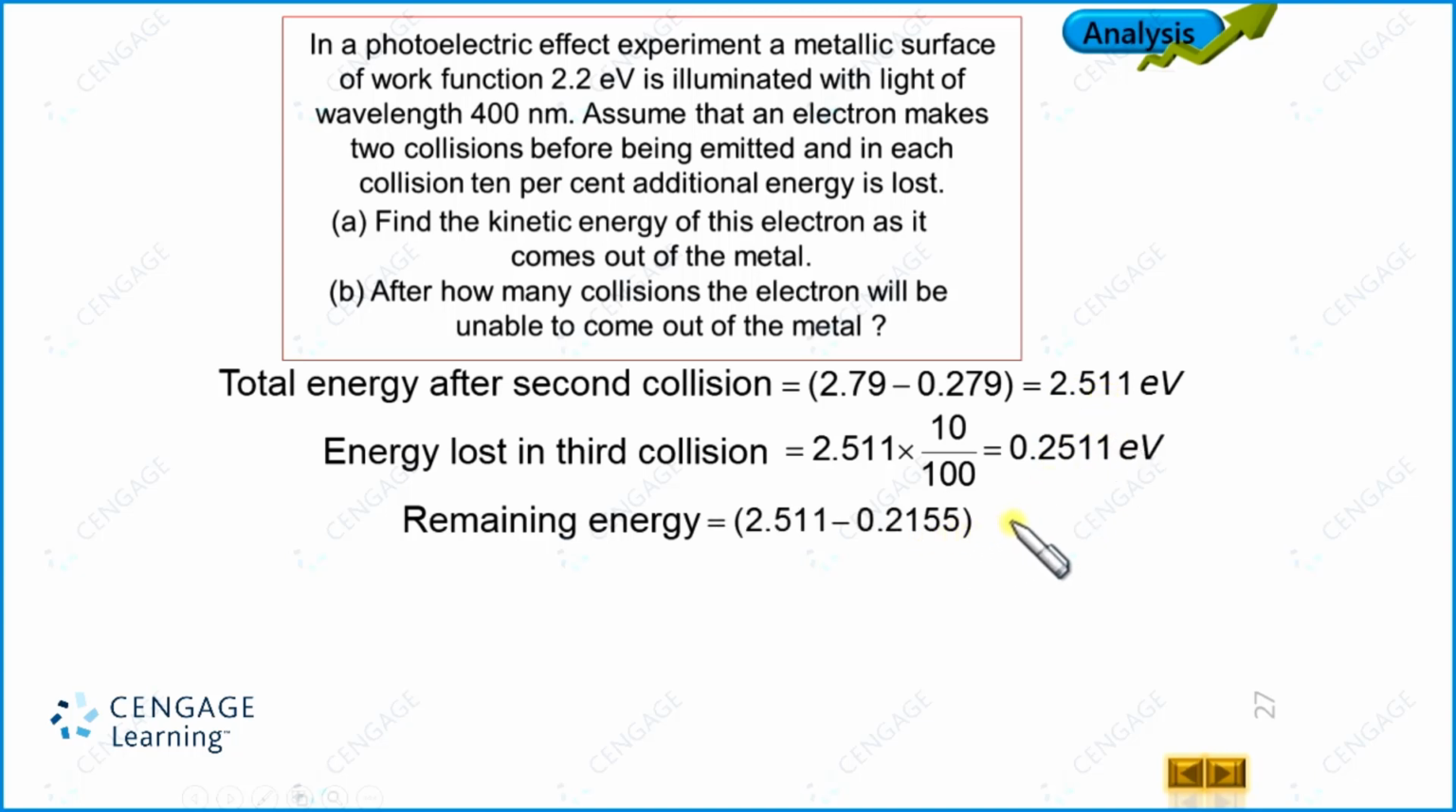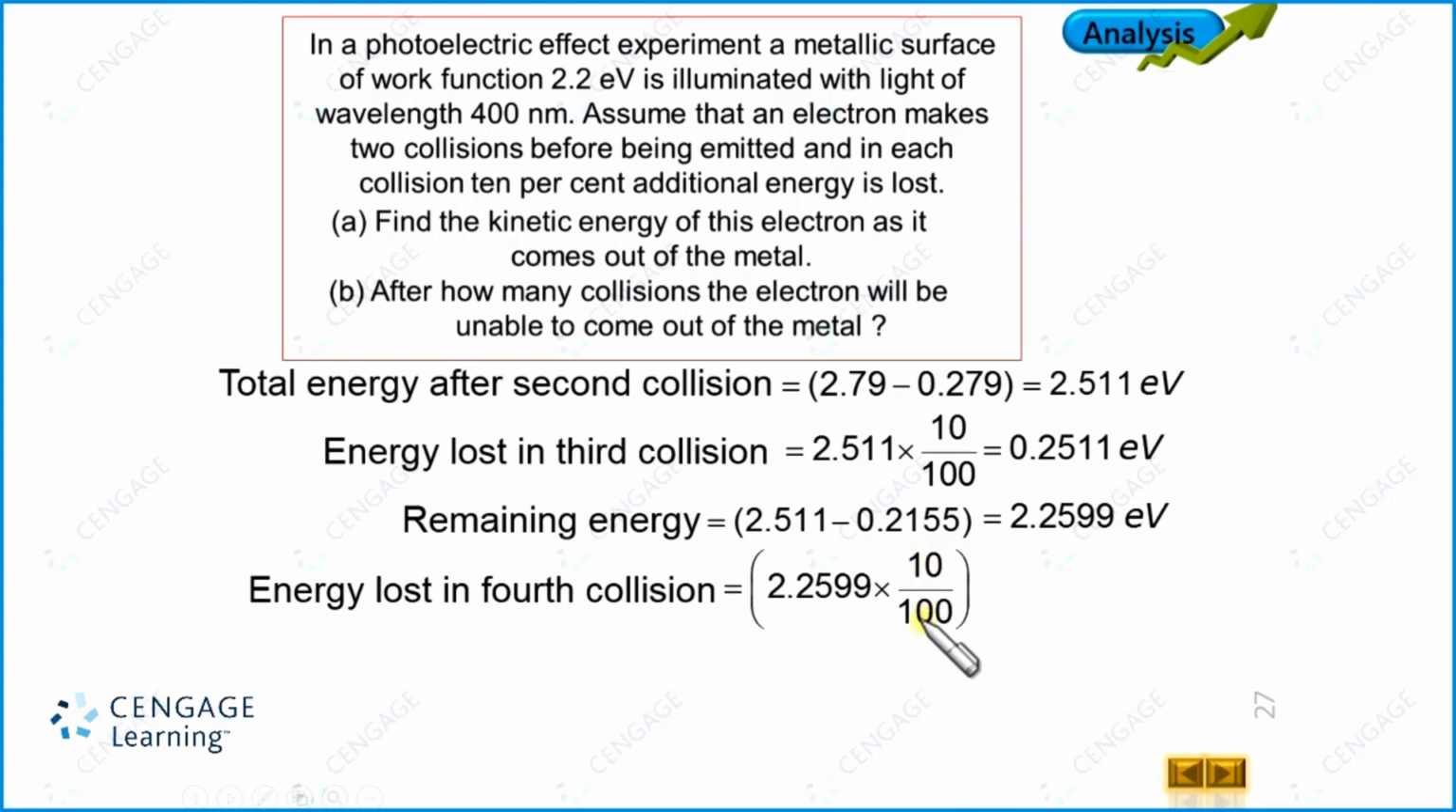So this is the subtraction. This value comes to be 2.2599 electron volt. So here we can observe the energy of the electron after the third collision is slightly greater than the work function, right? So let us move to the fourth collision. In the fourth collision, the energy lost is again 10% of this value. This comes to be 0.2259 electron volt.